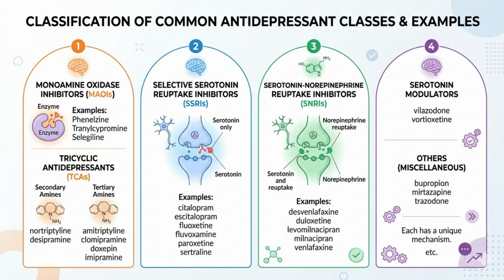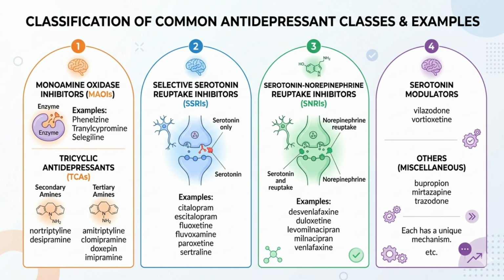Look at the synapse illustration here. The green arrows demonstrate that these drugs block the reuptake channel for both serotonin and norepinephrine. By targeting two key neurotransmitters, SNRIs are a powerful tool, especially when pain symptoms are present alongside depression. The most famous drug here is duloxetine.